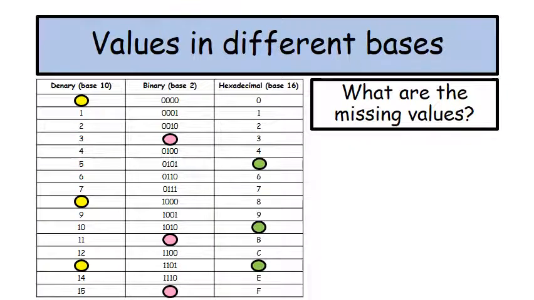So we've got values in different bases now. You can see on the left hand side we've got denary, which is the number system that we use. You can see binary in the middle there, base 2, and hexadecimal on the right there, base 16. What I want you to do is, you don't need to draw the table out just yet. I want you just to write down what you think are the missing values behind the different coloured circles, and I'll give you 3 minutes to do that.